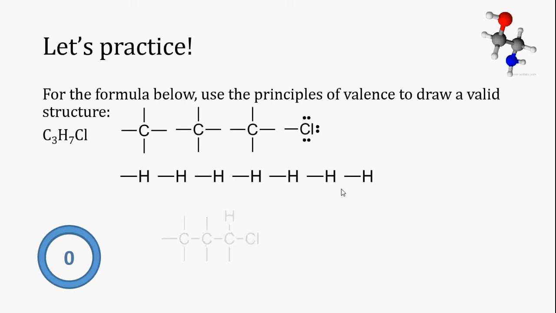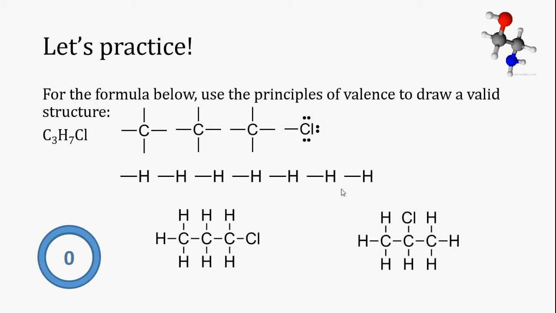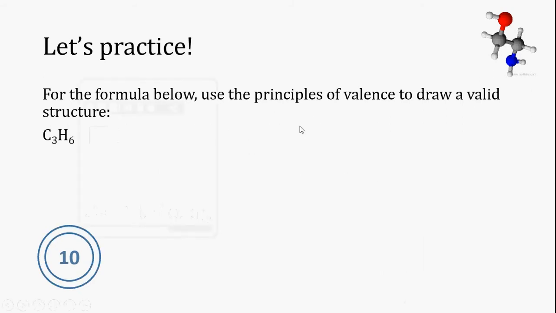The first way is to put it on one of the end carbons, and we can fill in the rest of the hydrogens. Doing so generates the structure of 1-chloropropane. The chlorine can also be put on the middle carbon, and we can fill in the rest of the hydrogens to make 2-chloropropane. And in this case, these are the only 2 valid structures that match up with this formula. You shouldn't be surprised that there are 2 possible structures for this formula, given the fact that relatively simple formulas can generate multiple isomers.